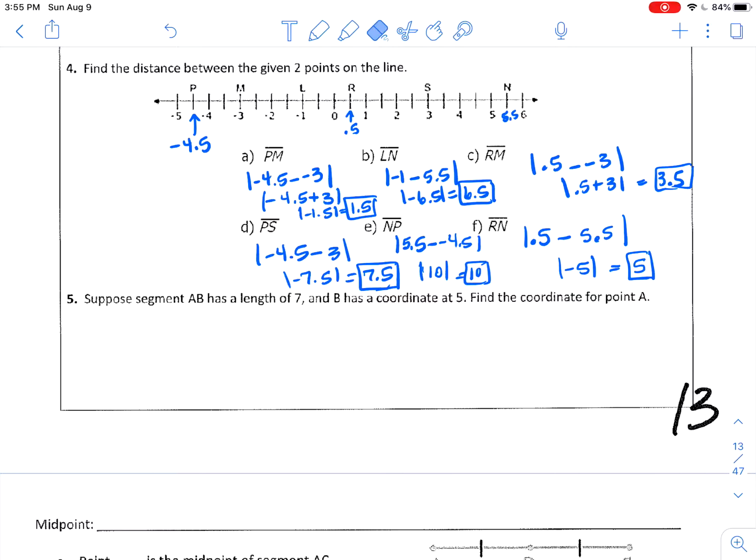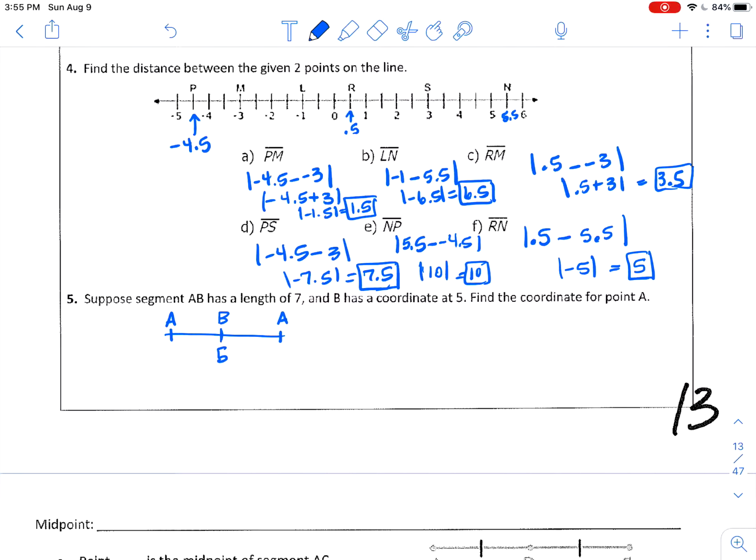All right, so I'm going to draw this again because now I know what the question's figuring out. So we know that B has a coordinate of 5. Let's put B on the map, right here. And we know segment AB has a length of 7. Find the coordinates for A. So A, did it tell us what side it's on? No. So we have two options for A. We can put A over here, or we can put A on the left. We don't know which one they're asking, so we need to give them both answers.